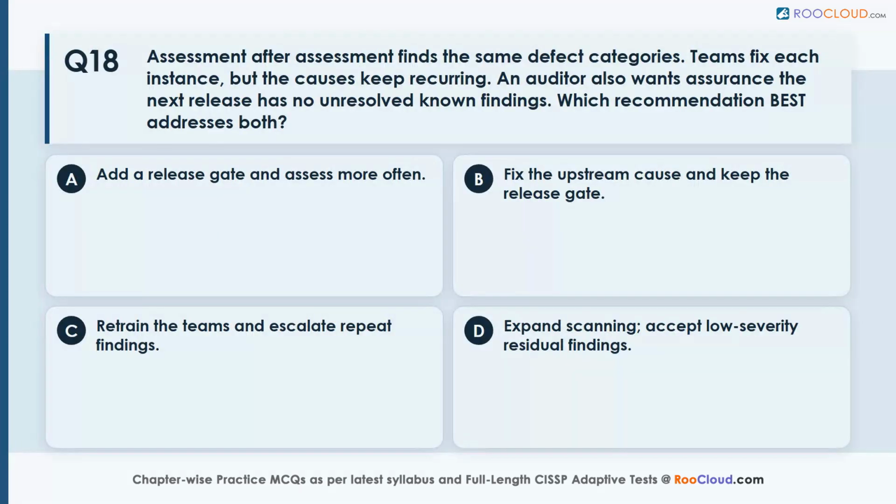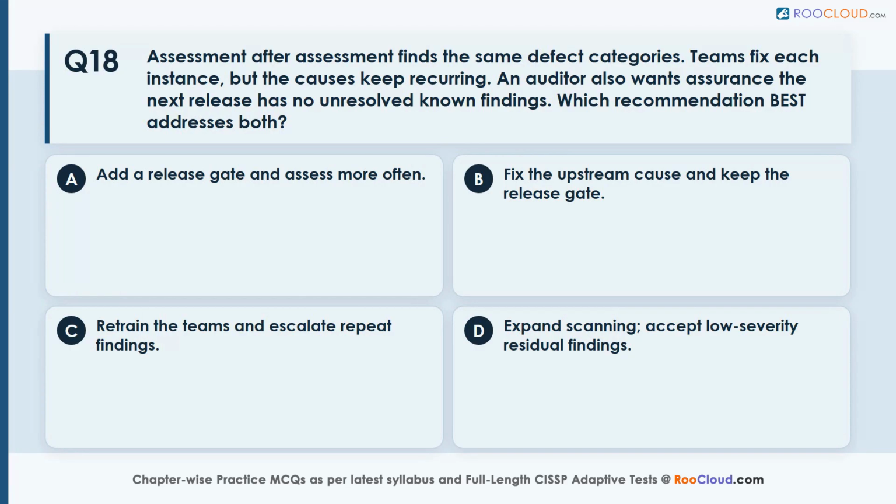Question 18. 2 problems, share 1 answer. The same defect categories keep coming back. And the auditor wants the next release to carry no known findings. Option A adds a release gate and assesses more often. That satisfies the auditor, but never asks why the defects recur, so you keep finding them.